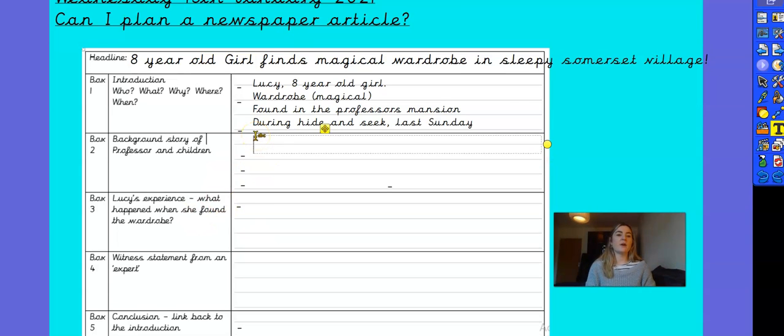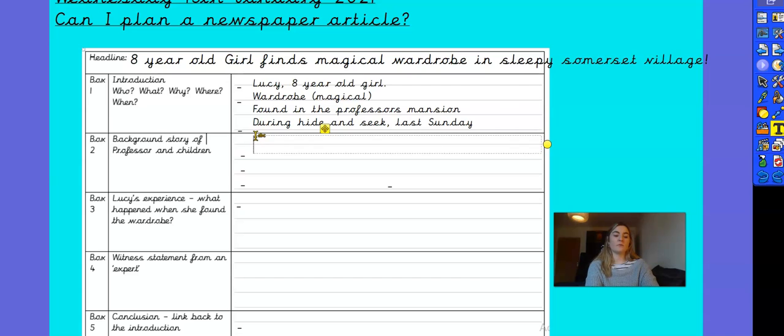Okay, so we're going to have a go at writing our second paragraph now. So I think it's important to say how many children are living with the professor, why are they living there, and you know, who is the professor? Does he usually live alone? Does he live with anyone? You know, what is his life like or his home? So, background story of the children first.